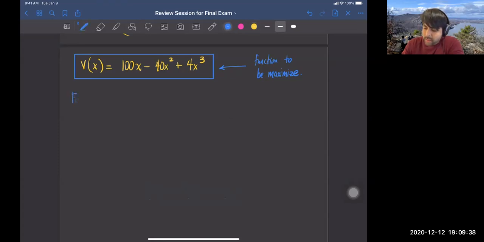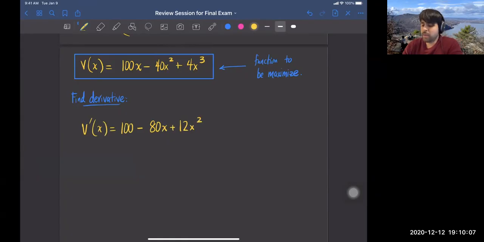So find the derivative. The reason why I do that is because eventually I want to set it equal to 0 so that I can find where on the graph I have a tangent line whose slope equals 0, which would indicate either a max or a min. So I want to find the derivative. So V prime of x is 100 minus 80x plus 12x squared.